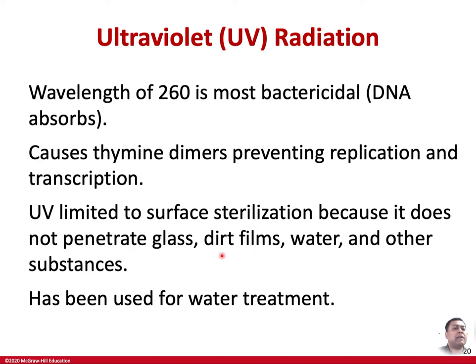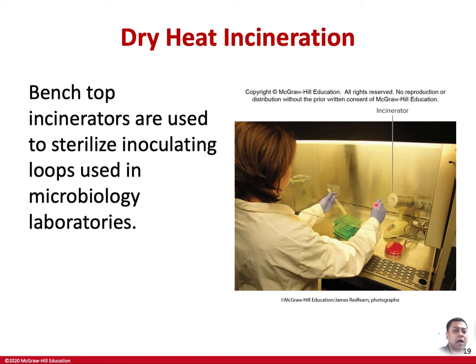The ultraviolet is limited to surface sterilization because it does not penetrate glass, dirt films, water, or other substances. So it is routinely used to sterilize, for example, biosafety cabinets or laminar flow cabinets that we just saw. Right here, in the front there is acrylic or glass, which is not UV penetrant. You lower that glass shield to completely close the cabinet, turn off the light and turn on the UV light inside, and you can leave it on for about 30 to 45 minutes, and the surface will be sterilized after that. So this is how it is used.